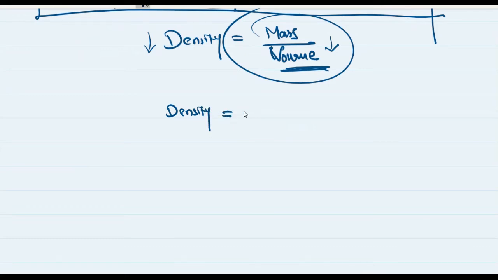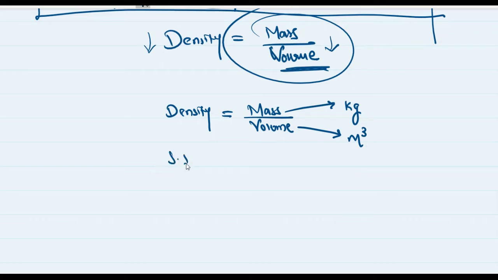Density, as I told you, is mass per unit volume. Now let me give you the units in which these quantities are measured. Mass is measured in kilograms. Volume is measured in meter cube. So the SI unit of density: if you don't know what SI unit is, I'll tell you. S means standard, I means international.